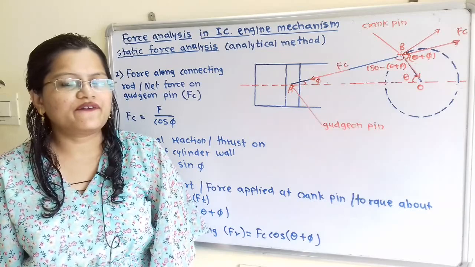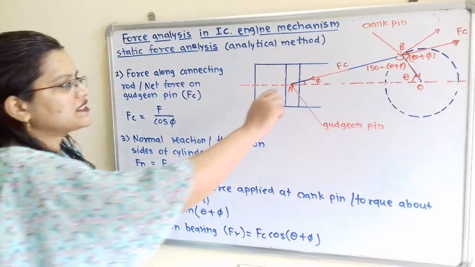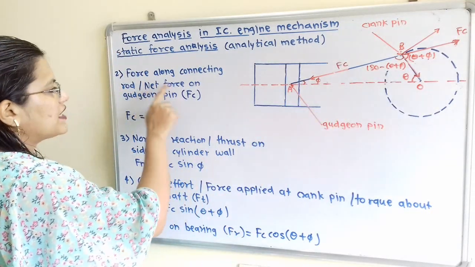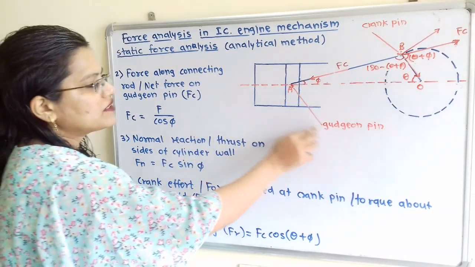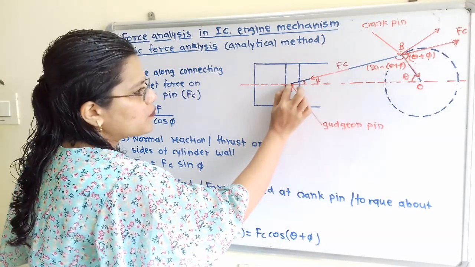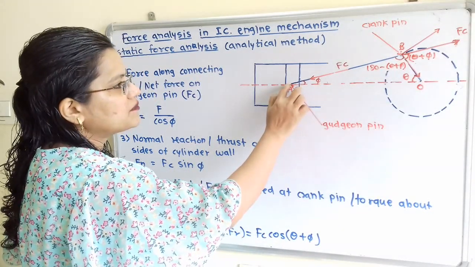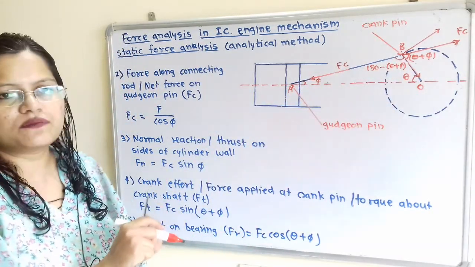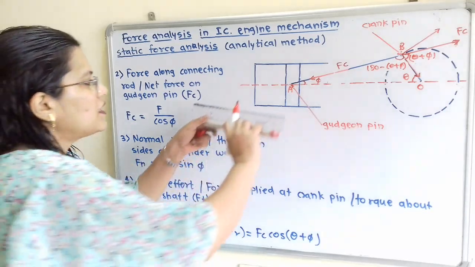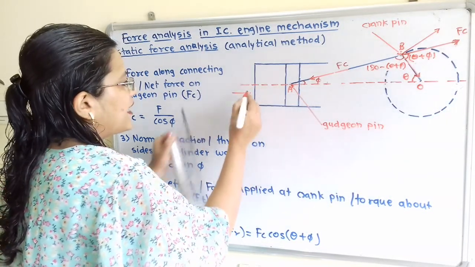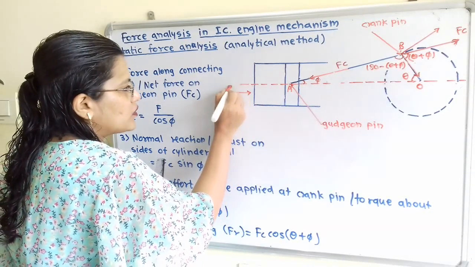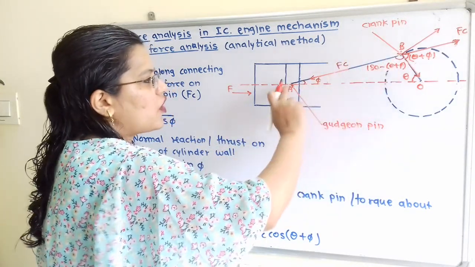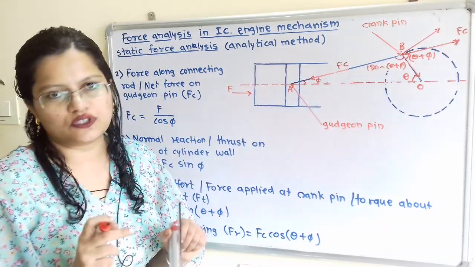Now we will calculate force along connecting rod. So this is the connecting rod, and this force along connecting rod is also known as net force on gudgeon pin. So this gudgeon pin is placed at this point A, that is the point of contact with this piston and this connecting rod. So how to calculate this? Now if we observe the net effort of the piston, that is F, and this F is acting in this horizontal direction towards the right hand side. Now this Fc is along this connecting rod and direction is towards this gudgeon pin.